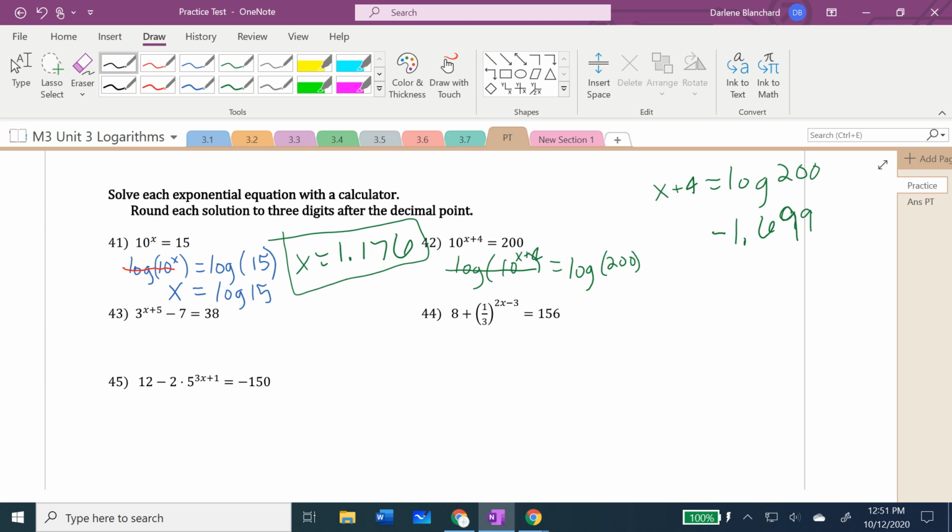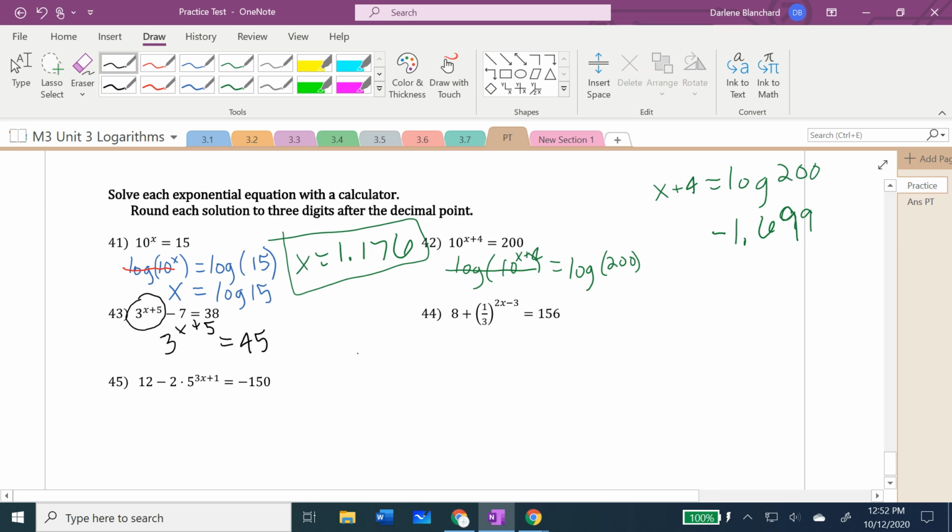Now, if your calculator does not allow you to put the base of the logarithm in it, you're going to need to use a base 10 logarithm. But you have to first isolate the exponential before you can undo the exponential. So you're going to add 7 to both sides. And now it's ready for you to log both sides. If you have the ability to put your base in, just log base 3 both sides and solve it basically the same way as 41 and 42.